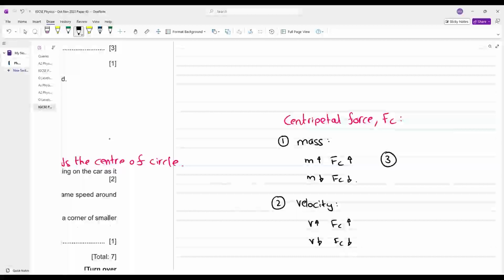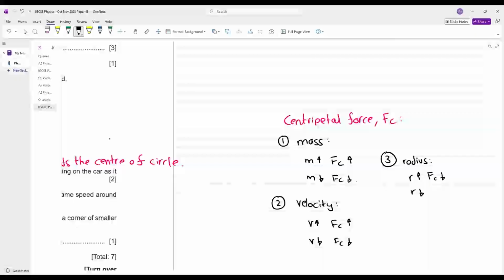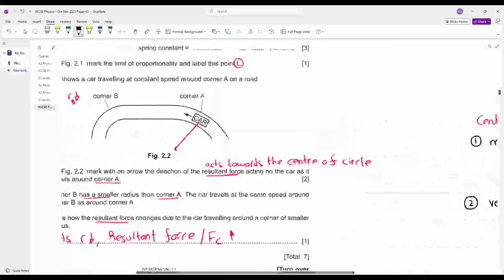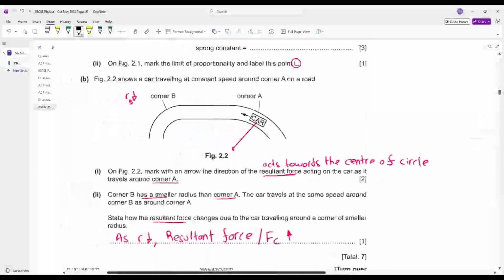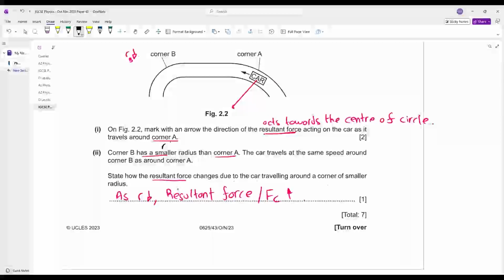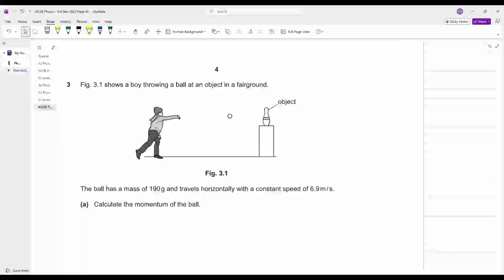The third factor which affects centripetal force is radius. If your radius increases, centripetal force will decrease. If your radius decreases, centripetal force will increase. This is an inverse relationship, while mass and velocity have a direct relationship. So here, can you realize corner B has a smaller radius? Your R decreases, that's why centripetal force increases. Simple. Let's further move ahead.